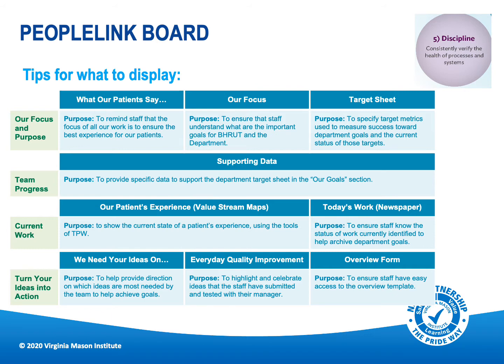The newspaper is an action list of tasks identified to contribute to the overall focus. The newspaper would also include a RAG status so that the status of these activities is visible, thus building in that accountability. We need your ideas on: here, staff members can have access to idea forms on what the team can do to achieve their goals. And finally, you could include an Overview form for staff members to carry out small-scale improvement works that are within their control. We'll recap the Overview form a little later on in this course.